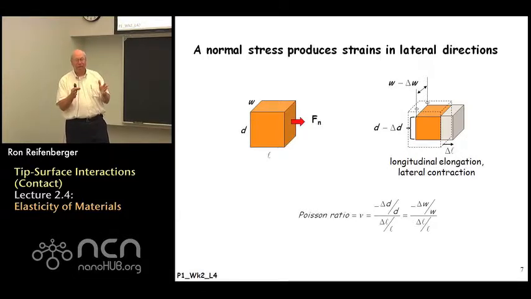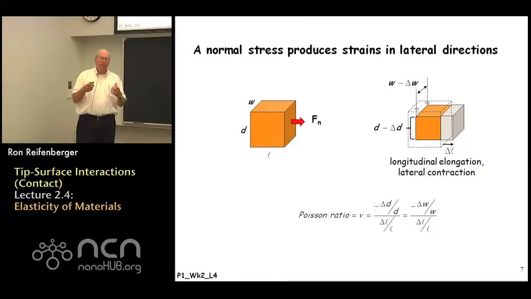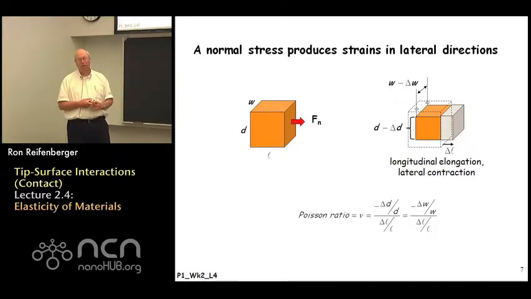So we've already talked about the elongation of the cube. The length of the cube goes from L to L plus DL. But in addition, the lateral dimensions, W and D, also change as indicated. And it's kind of useful to know how much those lateral dimensions change for a given change in the dimension parallel to the applied force. And the answer to that question is described by a quantity called the Poisson's ratio.